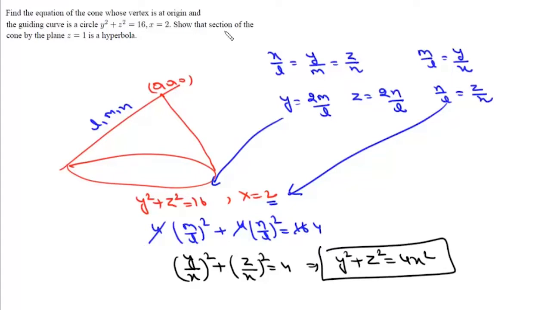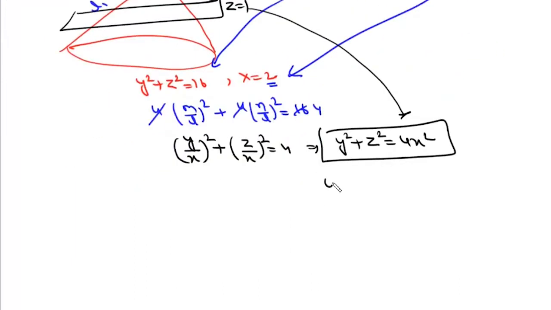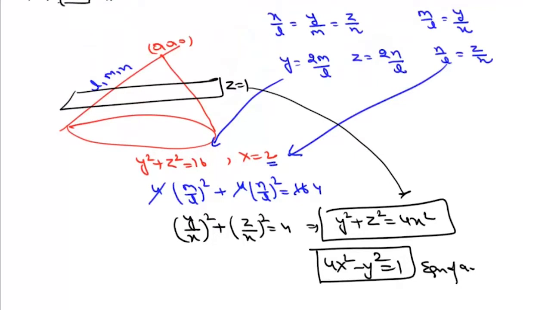Now it says, show that the section of the cone by this plane z equals 1 is a hyperbola. Now if we take its intersection with this plane z equals 1, which means if we put z equals 1 in this equation, we can write this equation as 4x square minus y square equals 1, which is nothing but the equation of a hyperbola. Which means basically this plane will intersect like this. So it will form a hyperbola.